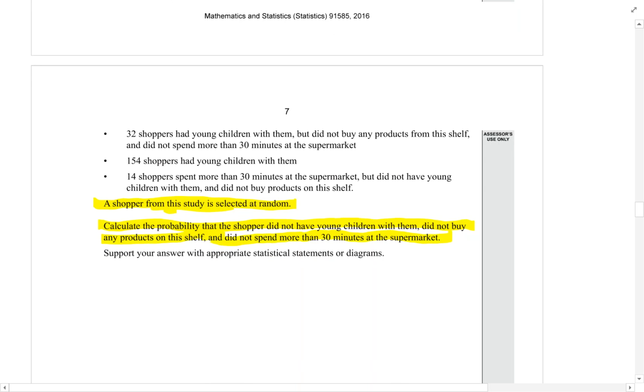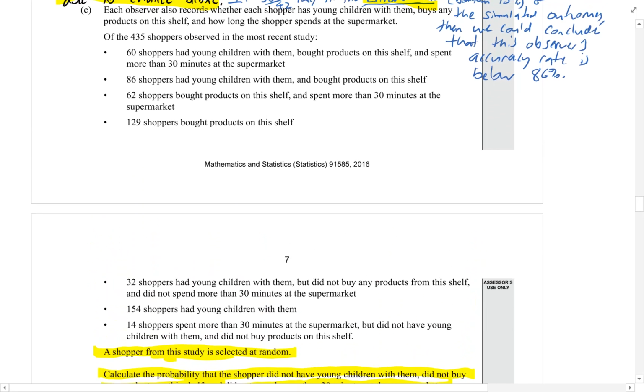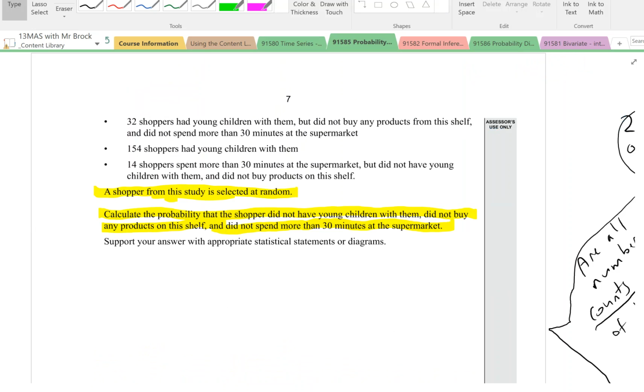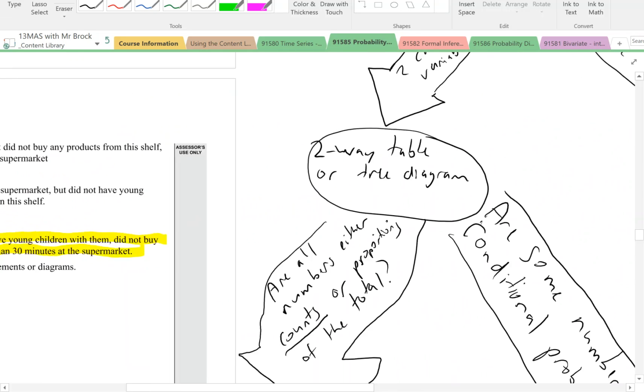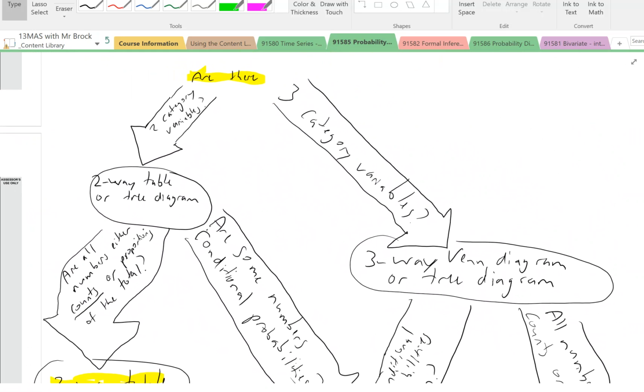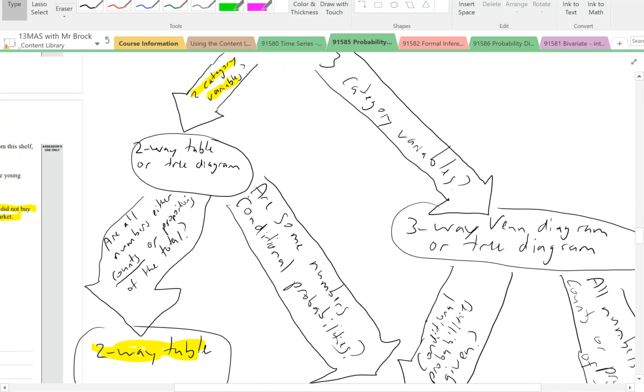Now we need to be thinking about diagrams here, because in probability, to calculate a probability in a situation with lots of details, a diagram makes it way easier. So we need to decide which sort of diagram we're going to use here. So I've just whipped together a bit of a flow chart, which is unfortunately hard to read, but it is a good guide for which sort of diagram to use. So the first question is, are there two category variables or three category variables? If there's two category variables, you're either using a two-way table or a tree diagram.